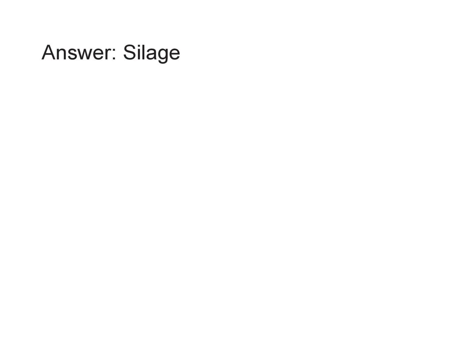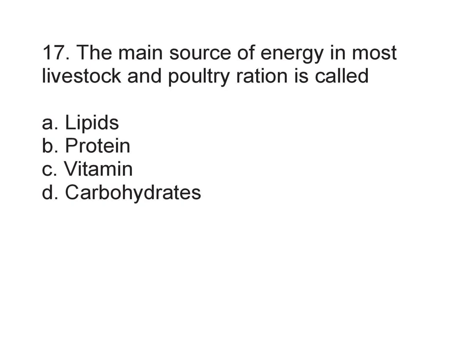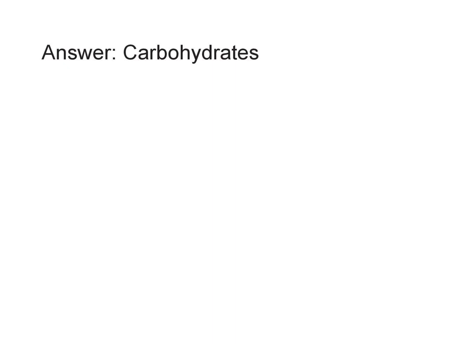Number 17. The main source of energy in most livestock and poultry ration is called A. Lipids, B. Protein, C. Vitamin, D. Carbohydrates. The answer is carbohydrates.